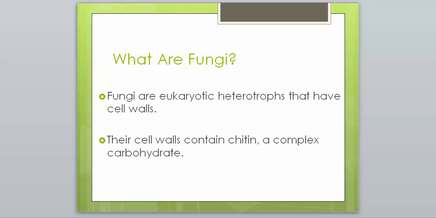You remember prokaryotic cells were the ones that really didn't have a lot of organelles and maybe had no nucleus. So fungi are eukaryotic, and heterotrophs means that they have to obtain their food from an outside source. They cannot make food for themselves. And they have a cell wall, and that cell wall is made of chitin, which is a complex carbohydrate.